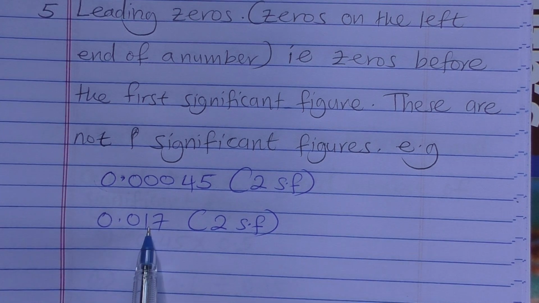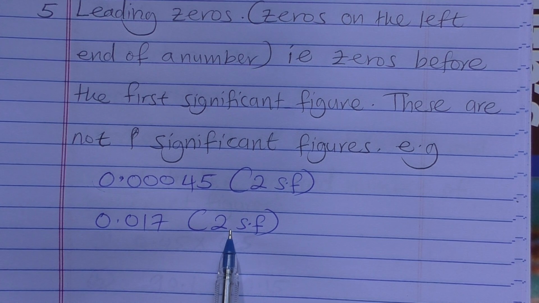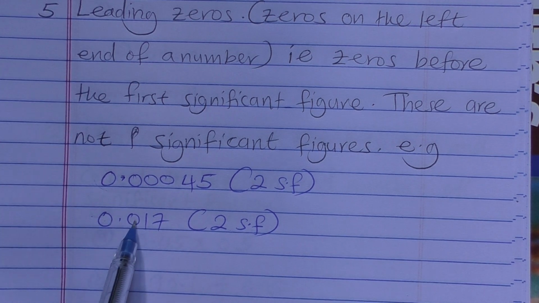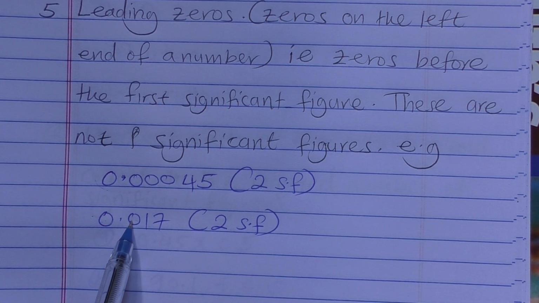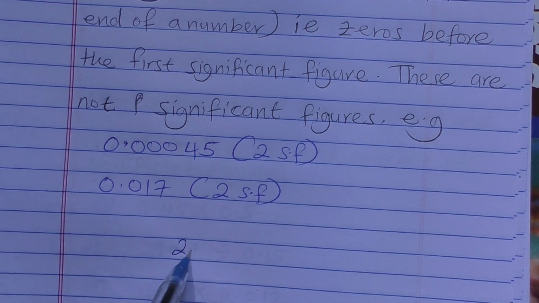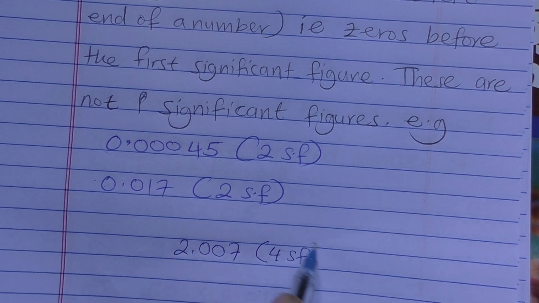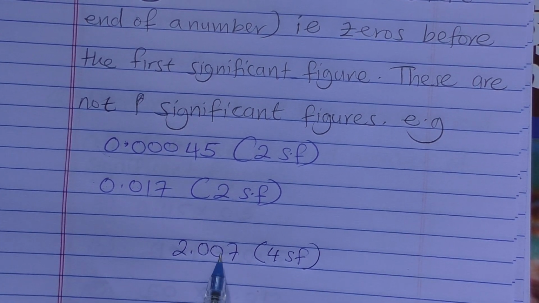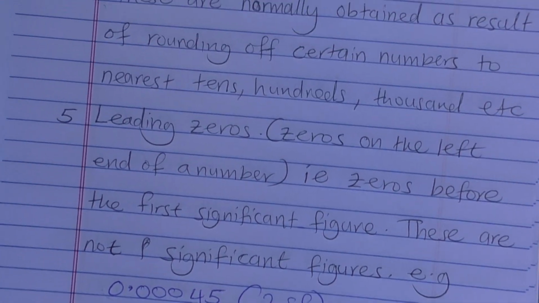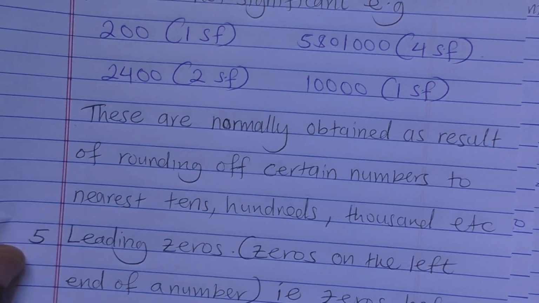The same applies to this. This zero is not significant, so it has two significant figures. But if we had a value here, then that could mean that all these ones will be significant because they will be trapped. For instance, if we have 2.007, this one has four significant figures because these two zeros are trapped. So those are the 5 rules of counting significant figures.